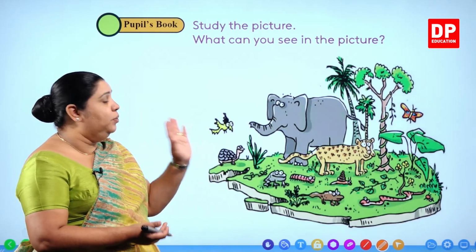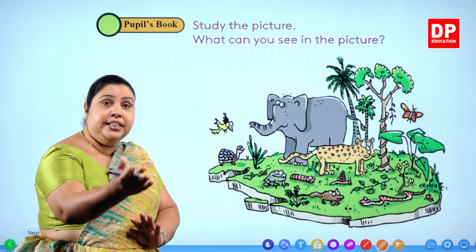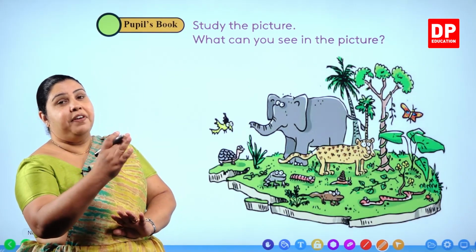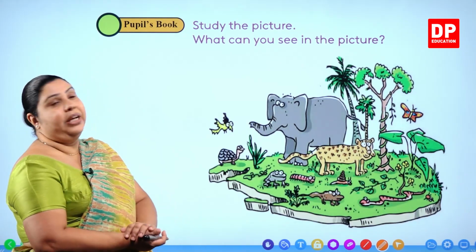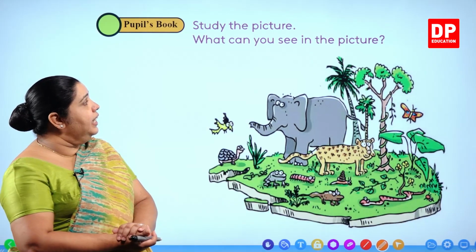Now please take a look at this very carefully. It is in your pupils book. It is in the final pages of your pupils book. Just take a look at this. What can you see in the picture?